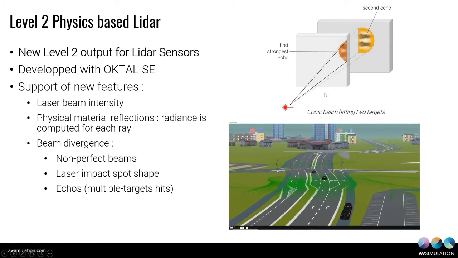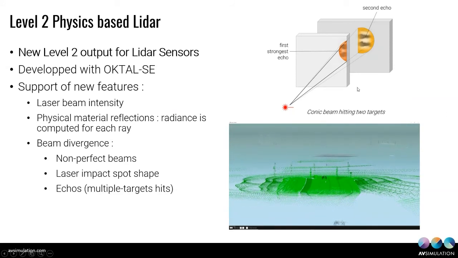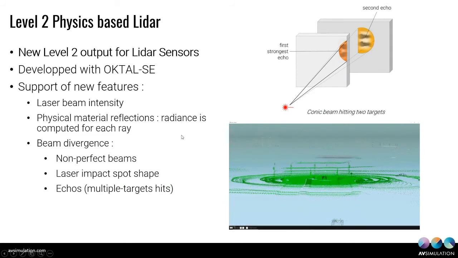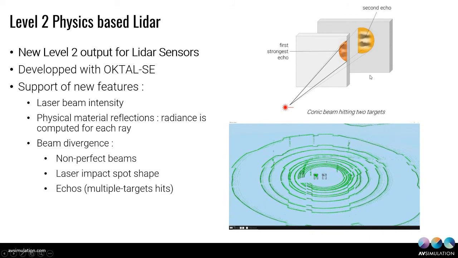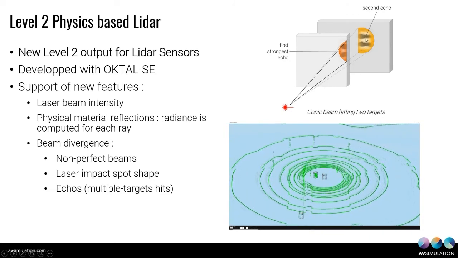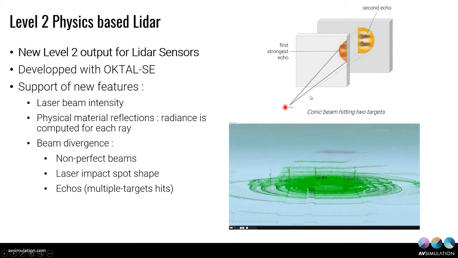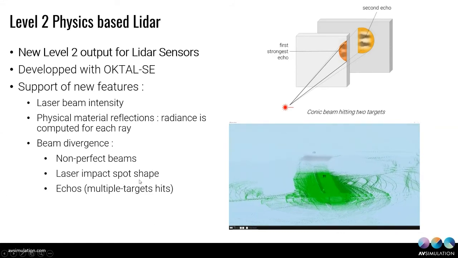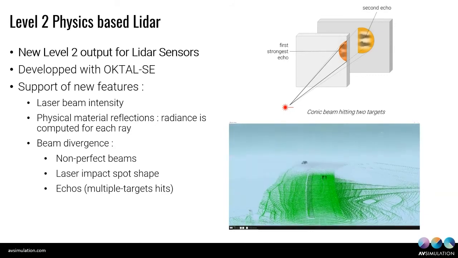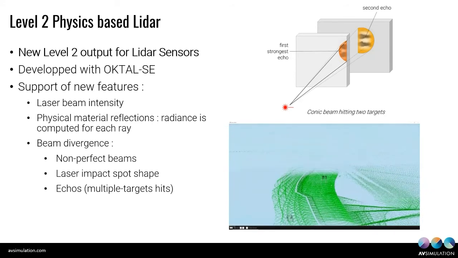You can also take into account the physics of the materials that are hit by the ray, and the precise radiance will be computed for each ray. You have a specific beam shape, and you can simulate multiple echoes for each ray, and you will get multiple target hits for each ray, which is very interesting and very close to a real Lidar sensor.